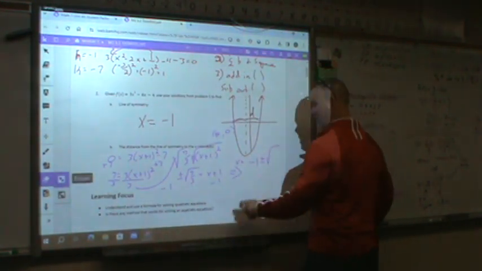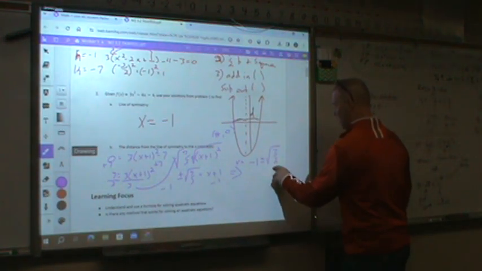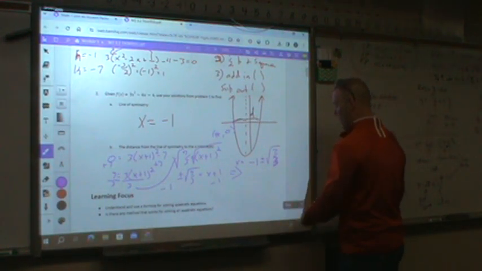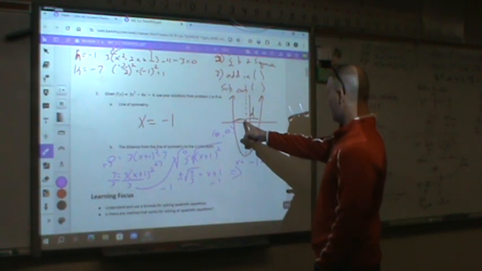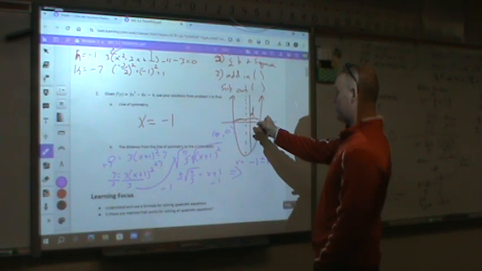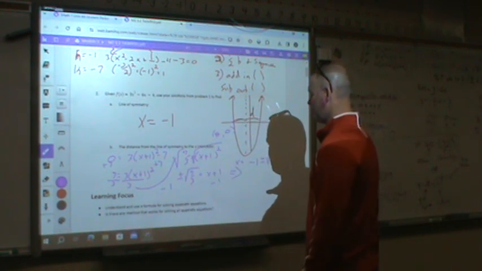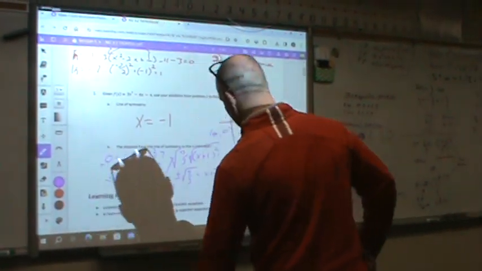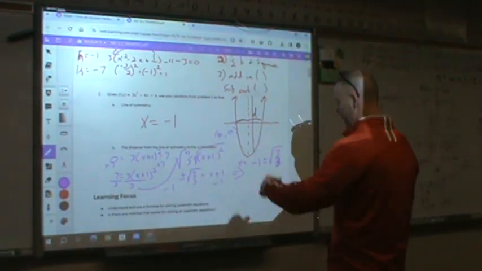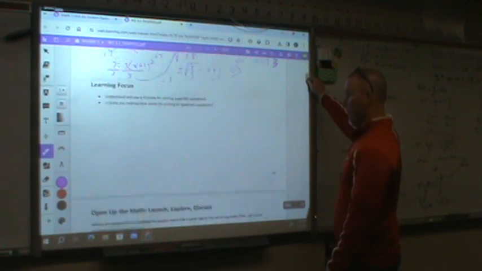What is this telling me? Well, a radical, if it's not perfect, is a decimal, right? So this is telling me from negative 1, I'm going to go a decimal number to the right and a decimal number to the left. That's what's going to happen. If you were in class, you saw how we used the calculator to determine that. If you missed it, hit me up, I'll explain it to you. It'll take a couple of seconds, right?